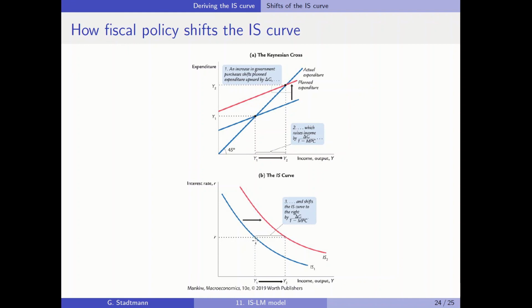At a given interest rate level, there is a higher demand, there is a higher level of GDP, and therefore an increase in government spending shifts the IS curve to the right. This is the second characteristic. The first characteristic was that the IS curve is downward sloping, and the second characteristic, an increase in government spending shifts the IS curve to the right.